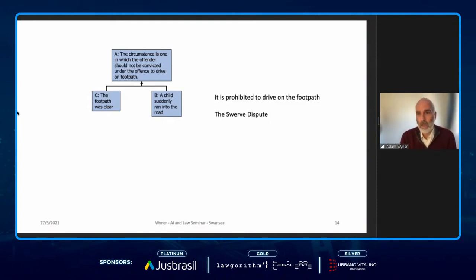There may be a law that says you are not allowed to drive your car on a footpath. So that's sort of seen as an absolute rule. And then it says, except in certain circumstances, right? So it's prohibited to drive on the footpath, except if, and then there come some exceptions. So when would there be an exception, and how would that work?